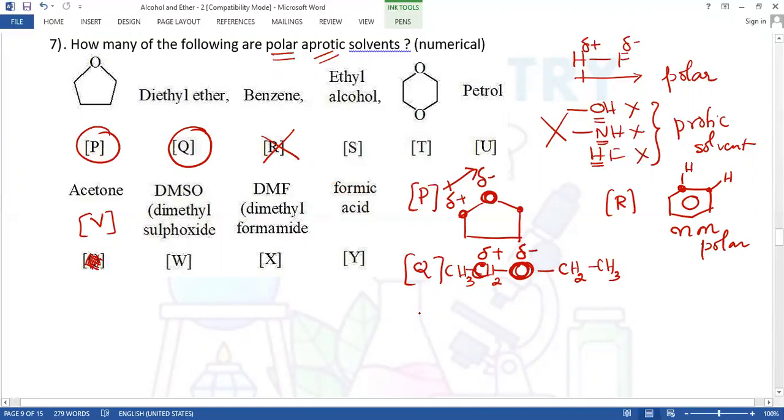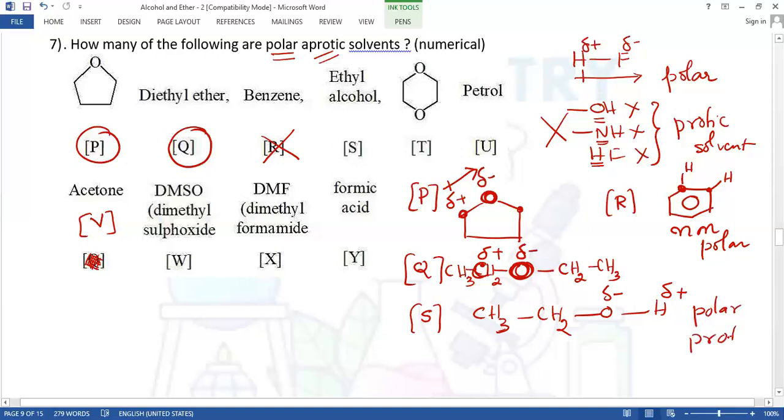Next, S. S is ethyl alcohol. Ethyl alcohol is CH3, CH2, OH. Hydrogen is electropositive, oxygen is electronegative, I can write. So it is a polar molecule, but it is a protic solvent. So S also doesn't come in the picture.